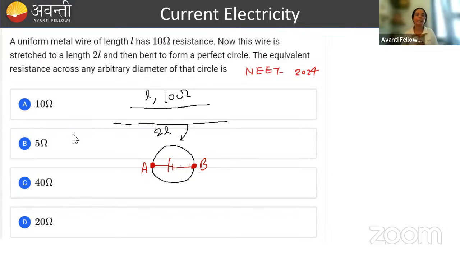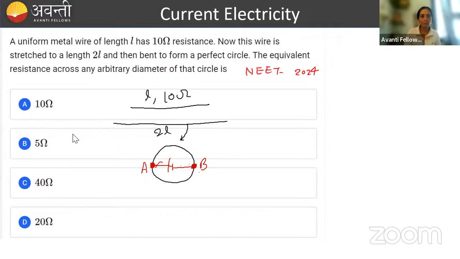Where do we connect the battery? Across those two points along which you have to calculate R equivalent. So we have to calculate R equivalent across A and B. So connect the battery across A and B. Why battery? Just to check what resistance is in parallel and what is in series. Just for that identification, I'm doing that here.